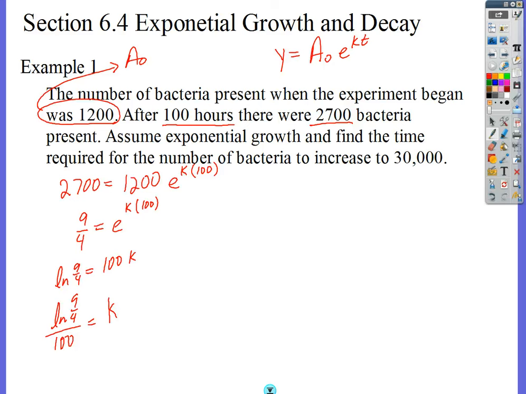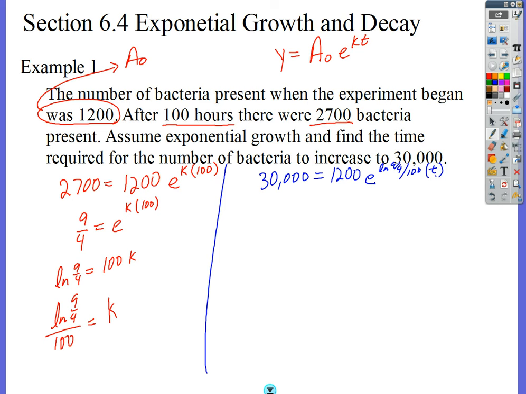So then what do you do with this information? Well, now that I have a general equation, I know how much I started with, the 1,200. I know what k is now. And now I can answer the question that was being asked, which is find the time required for the number of bacteria to increase to 30,000. So now I set this other problem where I have 30,000 is my y. I still have 1,200 being my initial amount. E, I now know what k is, ln of 9 over 4 divided by 100 times some time I need to find out.